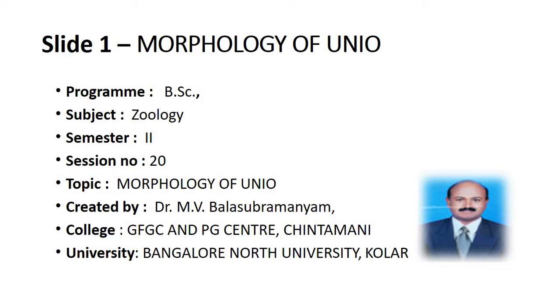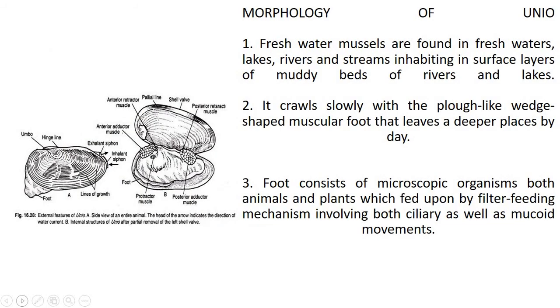So students, today we are going to discuss the morphology of Unio. In the second semester BSc Zoology syllabus, we have the externals of Unio. Unio belongs to the phylum Mollusca, class Pelecypoda or Bivalvia, and the type is freshwater mussel, Unio.